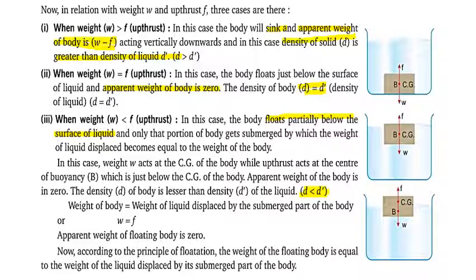In this case will rise. In this case also the apparent weight of the body is 0. Okay. Now when the weight of the body is equal to the weight of the liquid displaced by the submerged part of the body, that will be equal to F. Apparent weight of the floating body is 0. Already we have seen this.